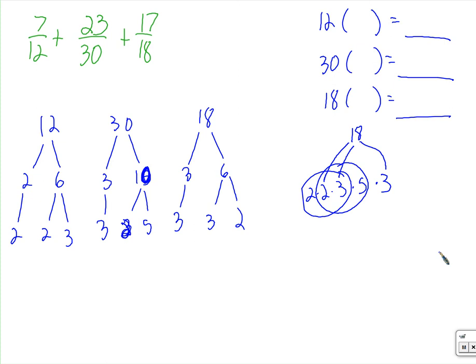I'm just confirming that all three of these numbers are factors of this bigger number. Okay? So what's 2 times 2 times 3 times 5 times 3? 180. 180? All these numbers should go into 180. Let's just make sure. 12 times something is 180? 15. 30 times? 6. 18 times? 10.